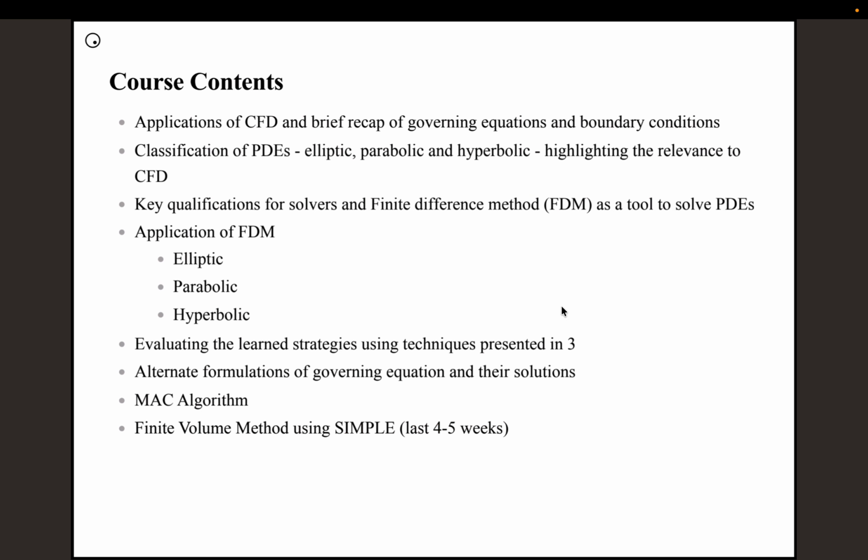In this course, we started out with discussing different applications of computational fluid dynamics, and then we did a brief recap of the governing equations: the Navier-Stokes equations, continuity, and the energy equations, and different kinds of boundary conditions that we usually encounter. And then we understood that all of these fall under the class of PDEs, either elliptic, parabolic, or hyperbolic, depending on how information operates.